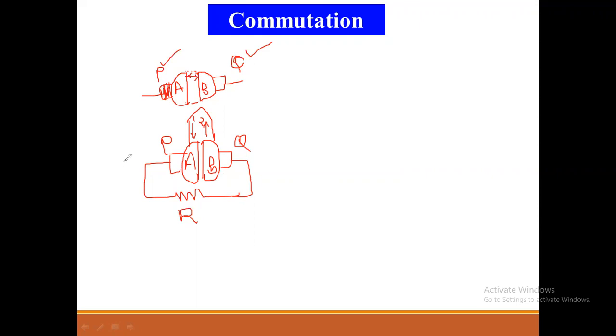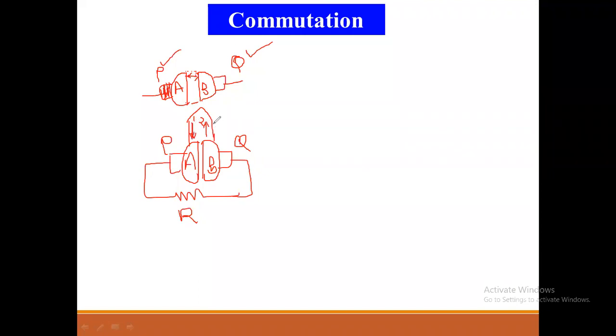Or it is away from the negative brush. Away from the negative brush means the current flows from the negative brush towards the positive brush. Yes, sir. Okay, see, so that I will show the direction. Look, the current flows from Q towards P, so I considered the direction of this conductor as downward.